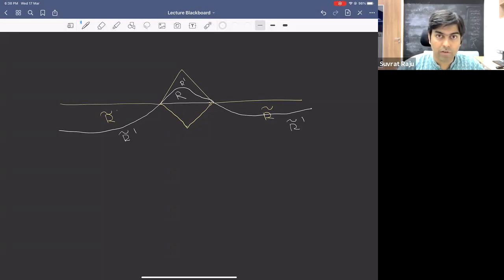I see there's a question in the chat. The deformed slice still has to be Cauchy. Yes, indeed. So it still has to be Cauchy.